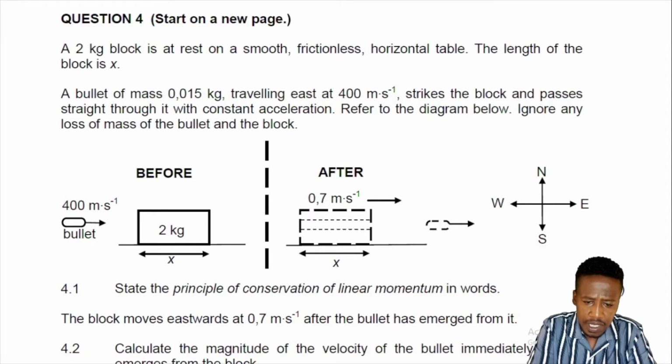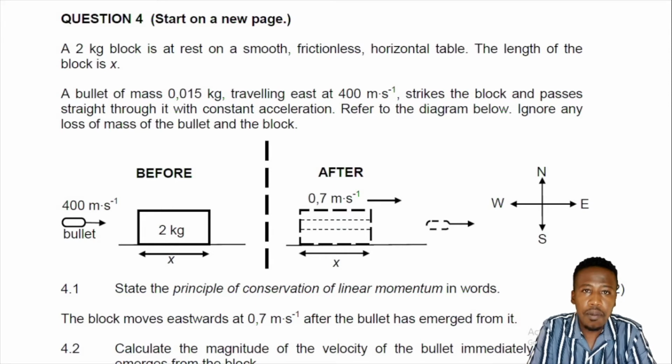Now let's look at this question. It says a 2 kg block is at rest on a smooth, frictionless horizontal table. The length of the block is X, and a bullet of mass 0.015 kg traveling east at 400 meters per second strikes the block and passes straight through at a constant acceleration. Refer to the diagram below. Ignore any loss of mass of the bullet and the block.